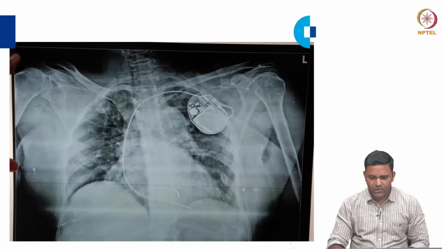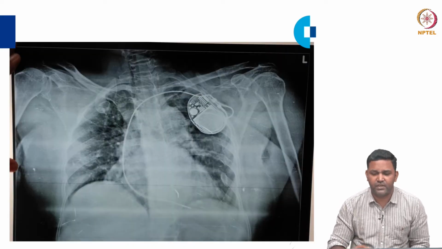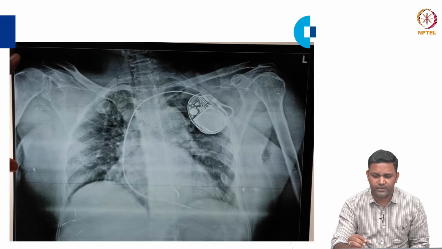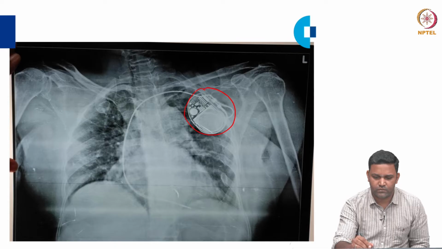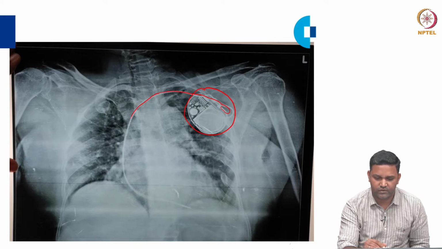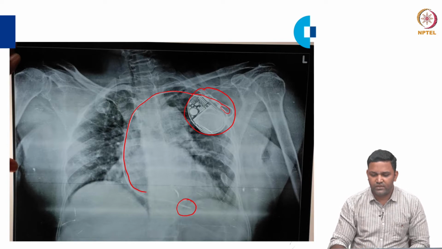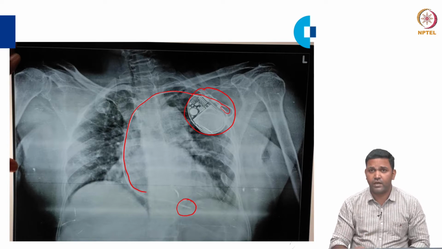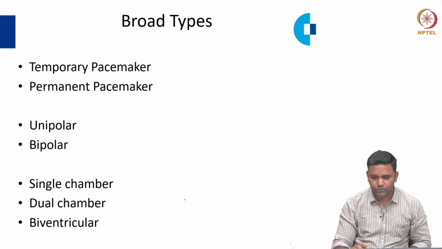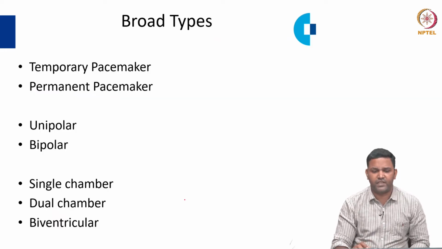So this is an X-ray of a patient with a permanent pacemaker. This is the pulse generator. This lead is connected to the pulse generator, and it goes through the veins to the right atrium and to the right ventricle. You can see the end of the pacing lead. So this will generate impulses to the heart.